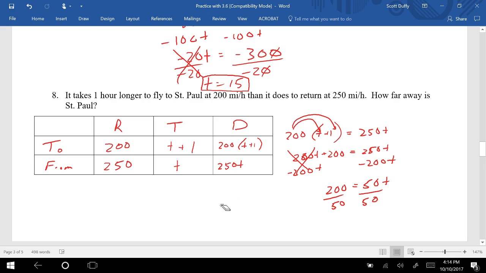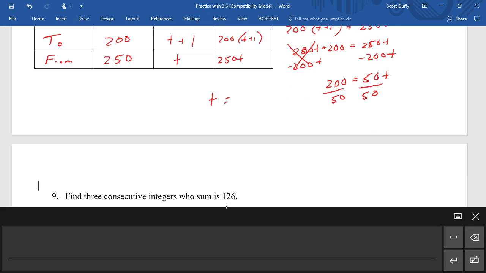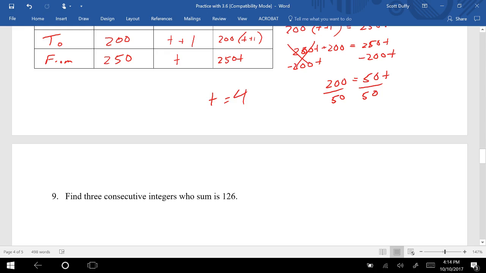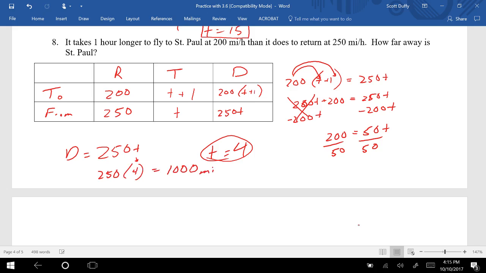Sorry guys, I'm tired. t is equal to 4. Now, is that what it asks? How far away is St. Paul? So if I have t equals 4 and the distance to St. Paul is 250 t, I take 250 and plug in 4 for my t, so I'm taking 250 and multiplying by 4, and that equals 1,000 miles away.